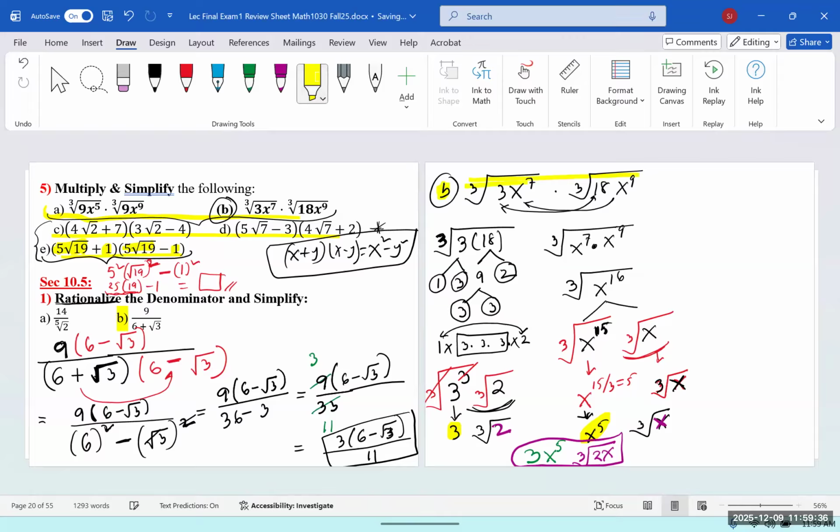Sorry. This is the question we did: cube root of 3x to the 7 times cube root of 18x to the 9. Okay. So this is a different question. The answer for this one is what you said here. Oh, those are not the same? No. Oh, okay, never mind. Because I thought those 2 were the same question. Okay. So here, look at here, our B is this question. And the answer is this.